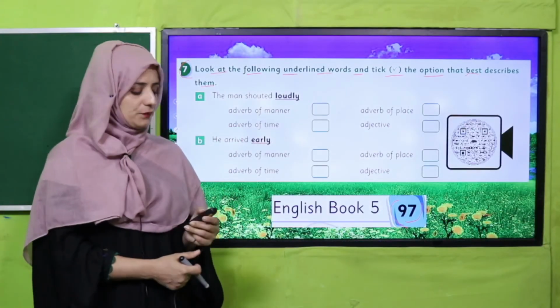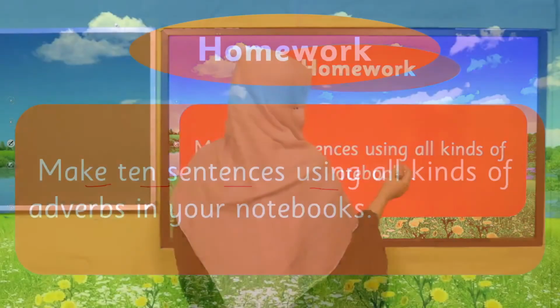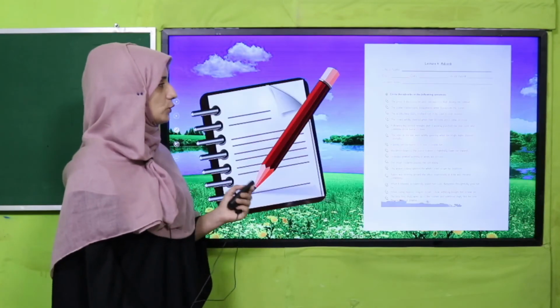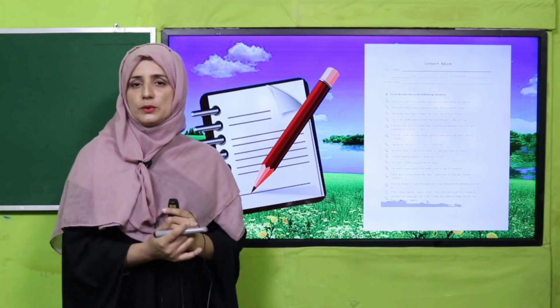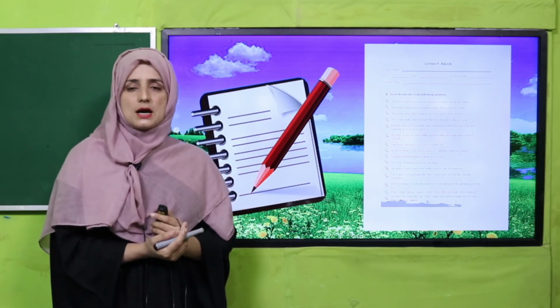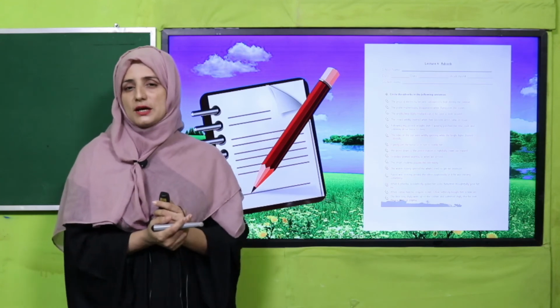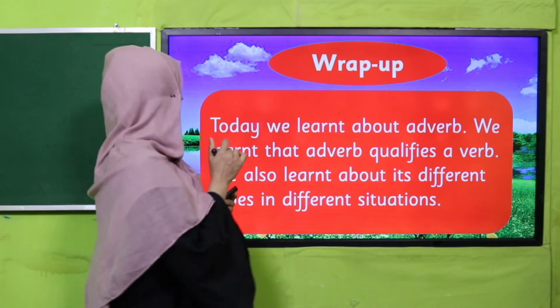Excellent job. Good, my dear students. So what's our homework for today? Make 10 sentences using all kinds of adverbs in your notebooks. Yes, my dear students, the adverbs we have learned, you will use in your homework and write in your notebooks. Yes, my dear fellow teachers, this is the worksheet, and the worksheet link is given below. You should click it and download it, provide it to your students and judge how much they have learned about adverbs. So let's wrap up what we have learned today.